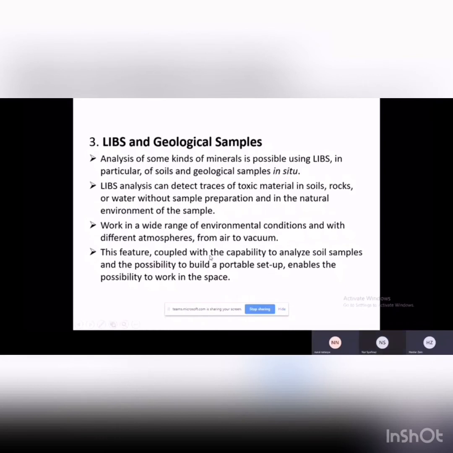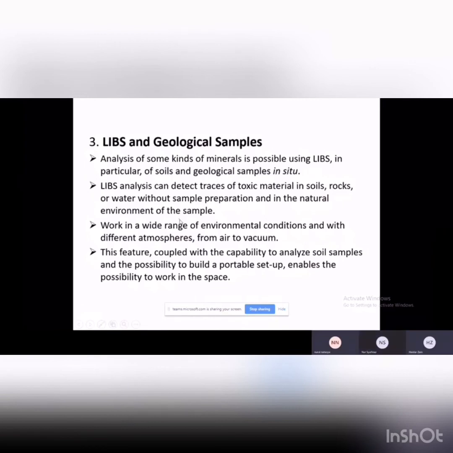Next, LIBS is also useful in a wide range of environmental conditions and with different atmospheres, from air to vacuum. Actually, this feature coupled with the capability to analyze soil samples and the possibility to build a portable setup enables the possibility to work in space.